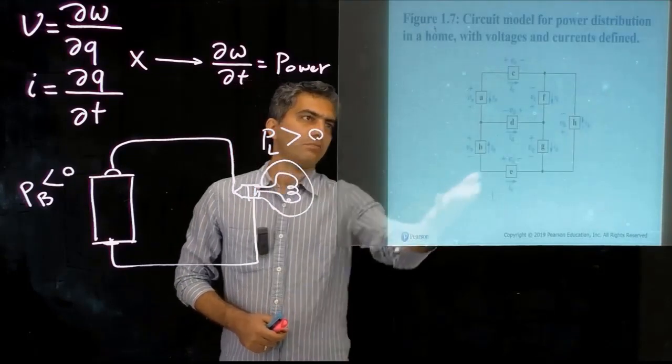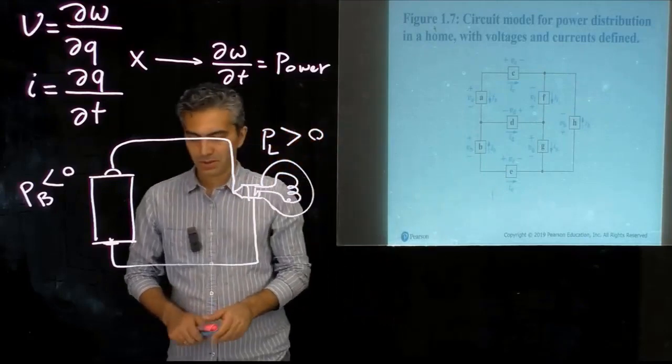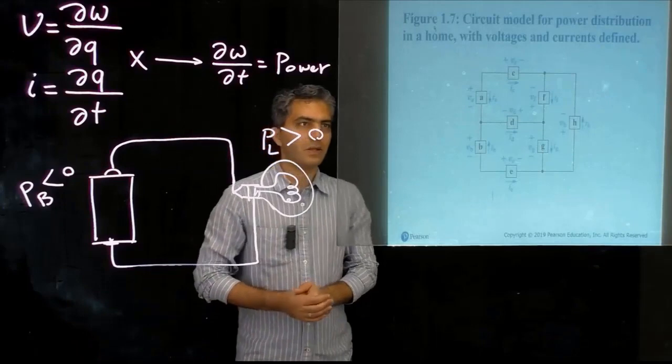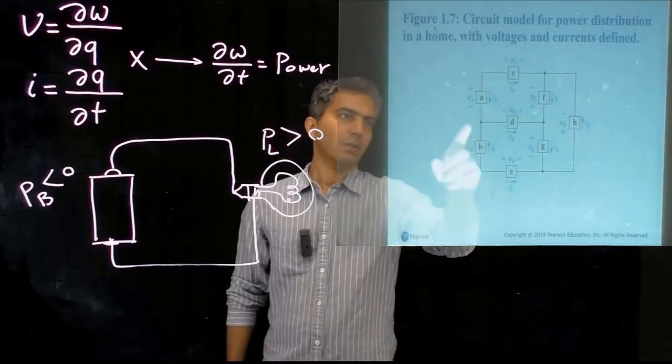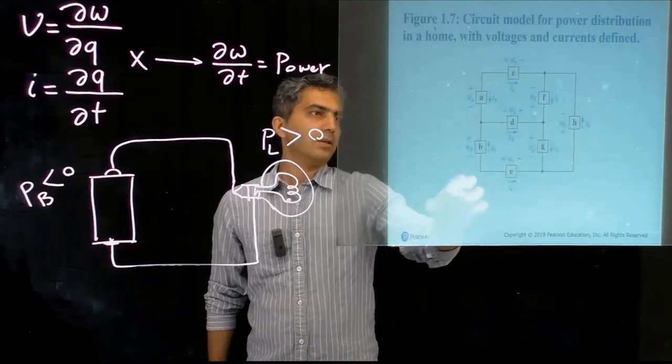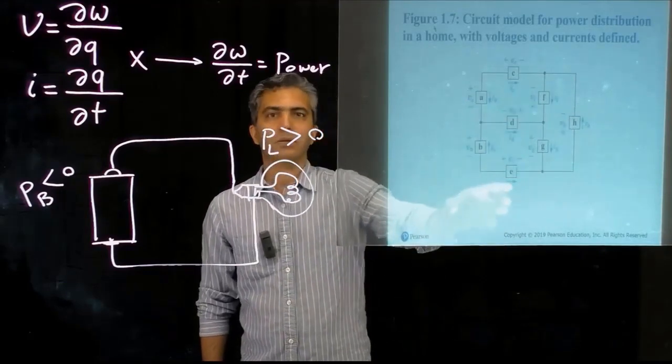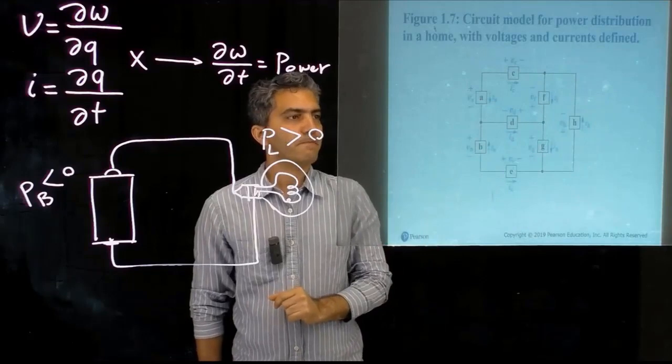So let's go to this example in the book. This is going to actually be quite useful to solidify what we are discussing here. Let's say we have 8 different electrical components that are connected to each other in a network that looks like this.